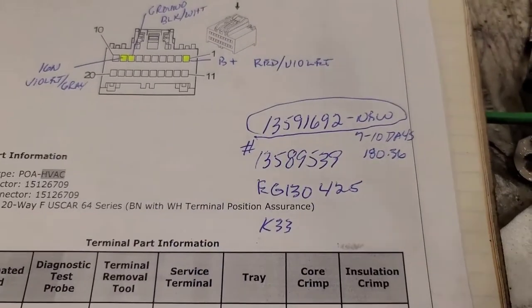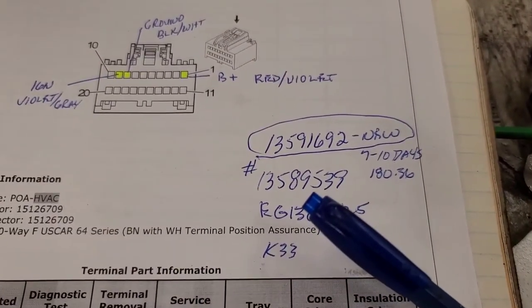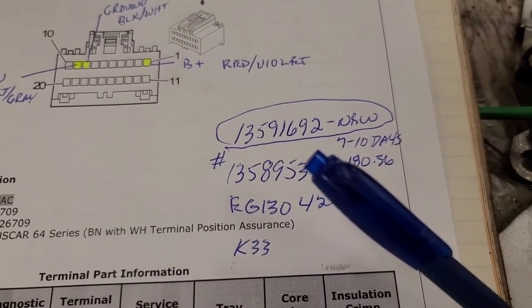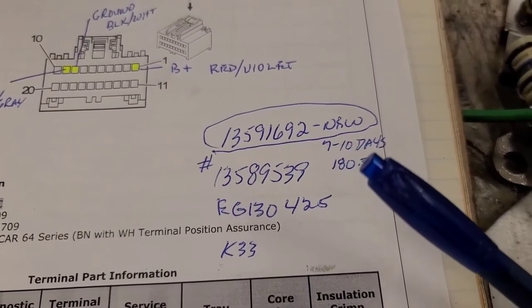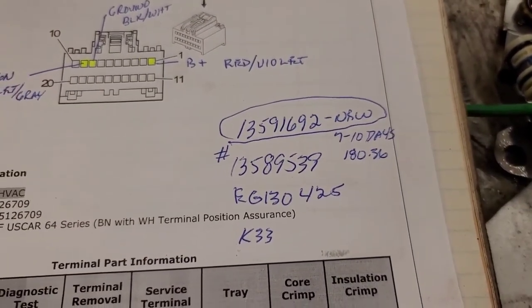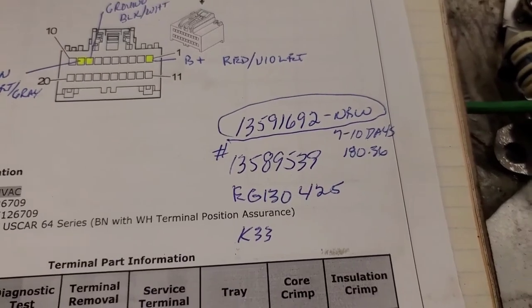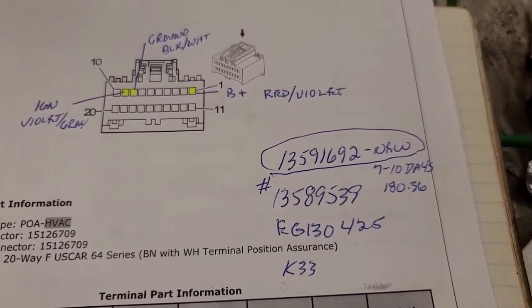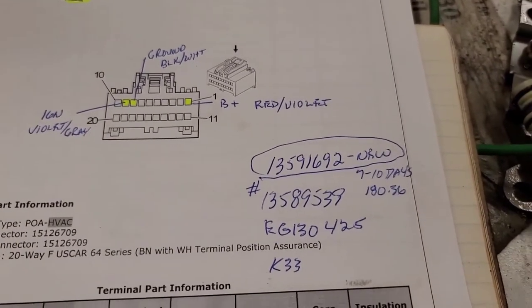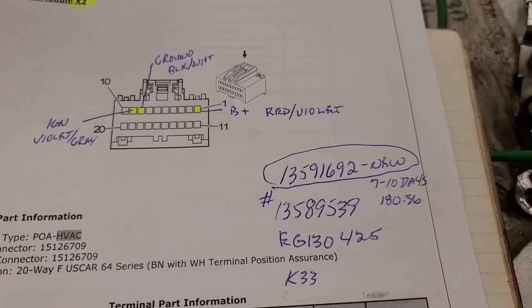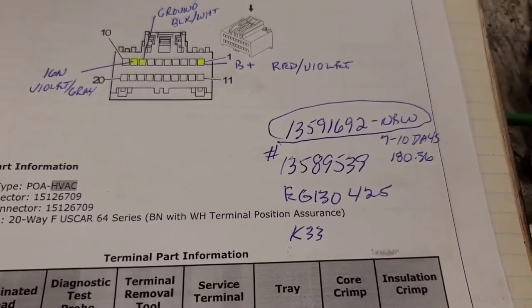So the number on the unit is 13589539, and that changes up to 13591692. It's got to come out of the US, 7 to 10 business days, and it's $180 retail. Now, I'm not sure what the likelihood of being able to plug in a used one is. It's very sketchy doing that because a lot of these modules are VIN specific on these global systems now, and it can cause other problems down the road.